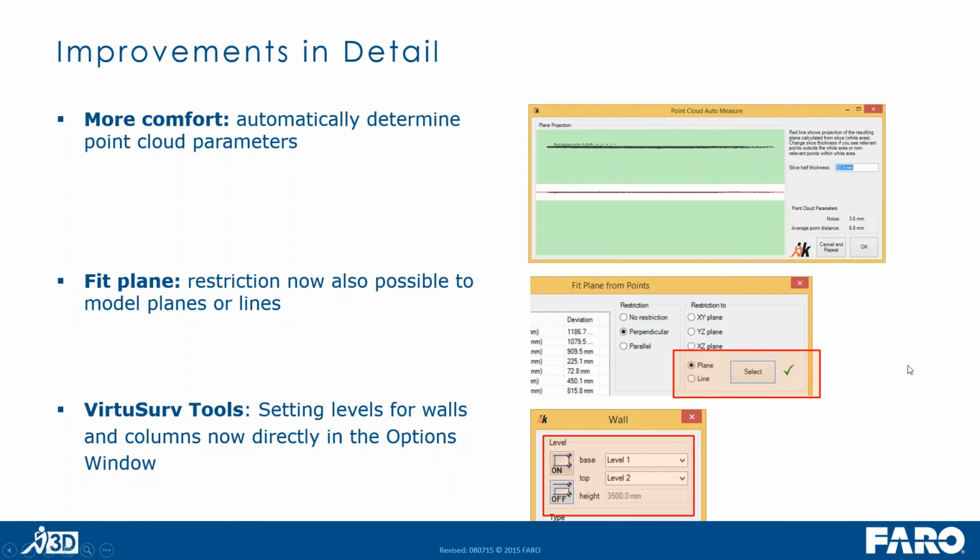And in the fit plane tools we also added the option that you can restrict your fitted plane to any other model plane or a model line. And for the virtual surf tool wall, we put the level options into the options window. So now all the options of creating walls and columns are inside one dialog.